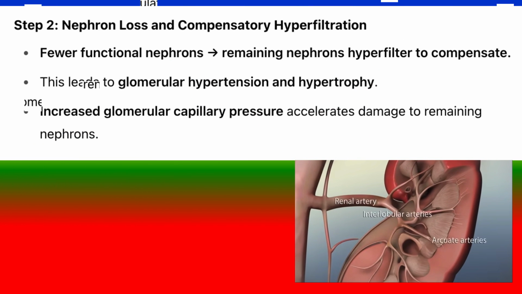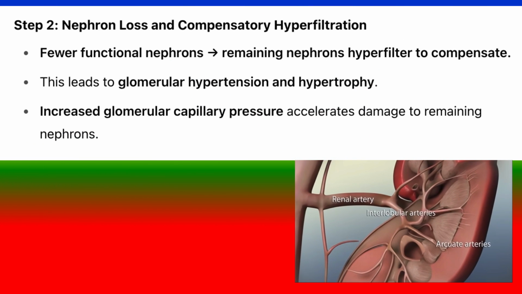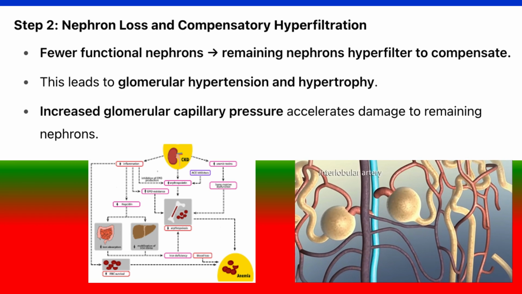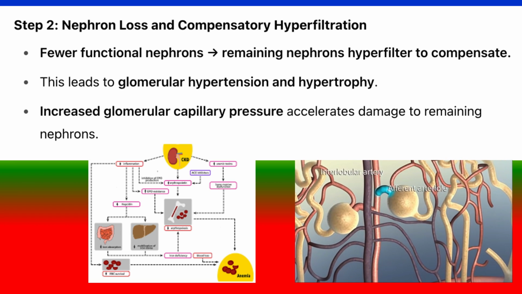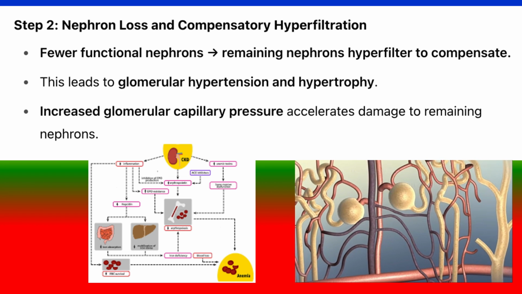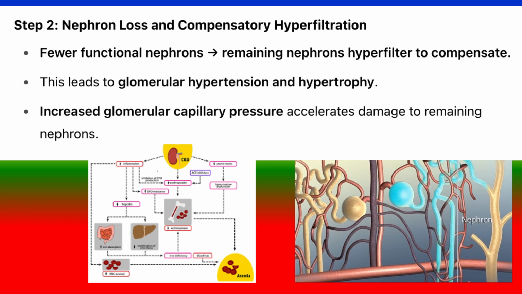Step 2. Nephron loss and compensatory hyperfiltration. With fewer functional nephrons, the remaining nephrons hyperfilter to compensate. This leads to glomerular hypertension and hypertrophy. Increased glomerular capillary pressure accelerates damage to remaining nephrons.